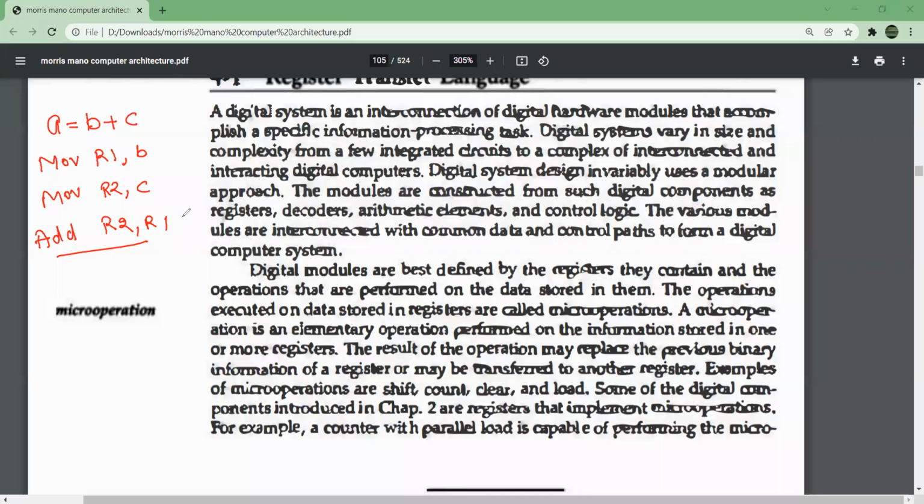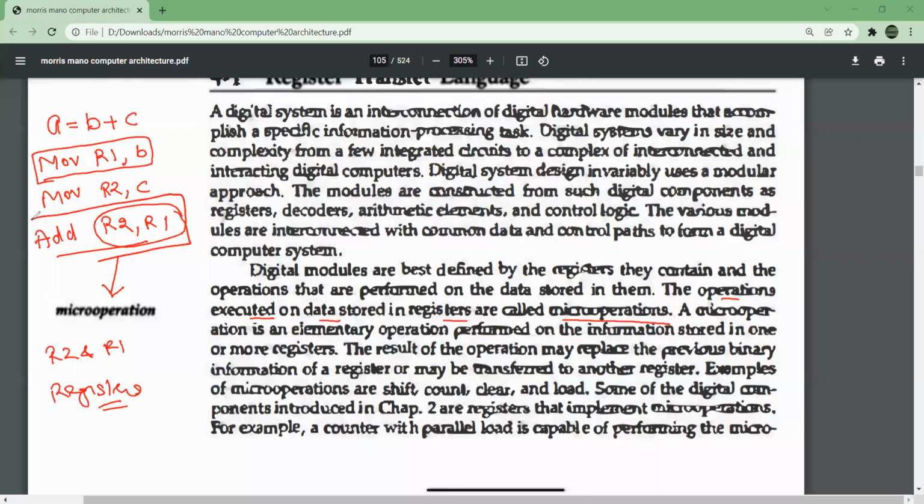So this is also the addition operation, but this is a micro operation because R2 and R1 both are registers. And by definition, what is a micro operation? An operation executed on the data stored in the registers is called the micro operation. I hope this very simple concept of what is a micro operation, what are registers, how we move the data from memory to registers, and how we perform the operations on the data residing in the registers.